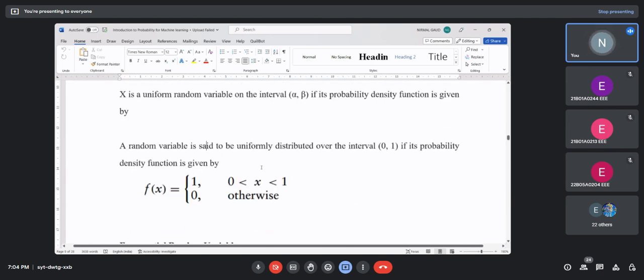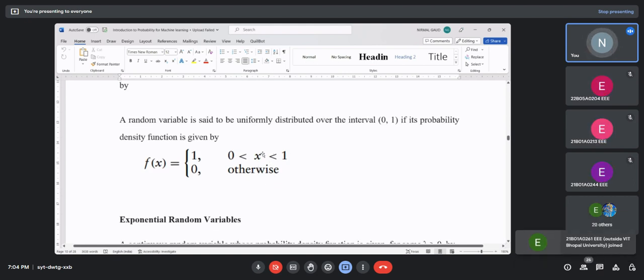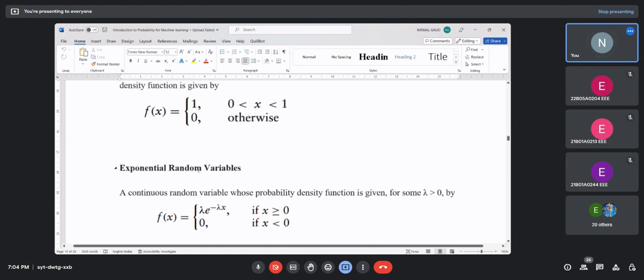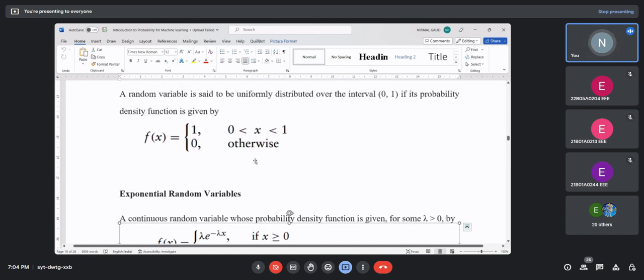All right, so here is a formula, and there is one more thing, the uniform random variable. Its function is like this: if the value of x lies between 0 to 1, its value is 1. Otherwise, whatever the value of x, positive, negative, more than 1, less than 0, it's 0 only. Now, exponential random variables: a continuous random variable. This case is also for the continuous; remember, I'm not talking about the discrete. If I say something between 0 to 1, it can be 0.1, it can be 0.2, it can be 0.315, it can be 0.612, whatever. So its value will be 1.